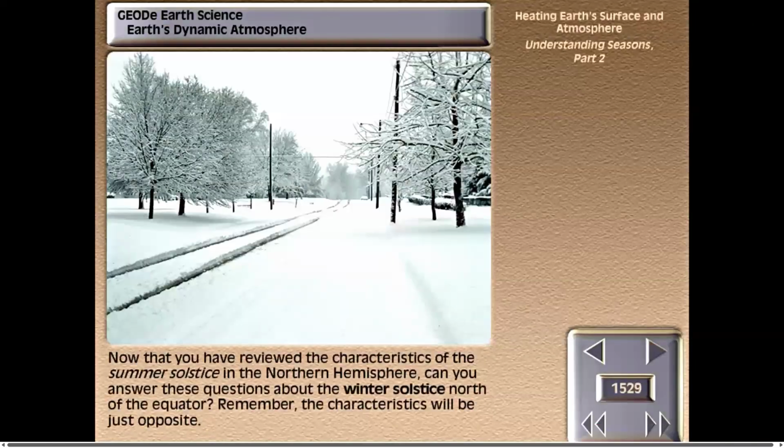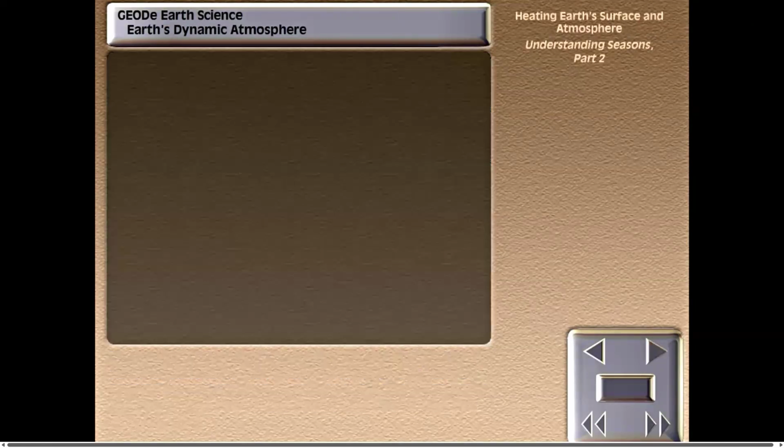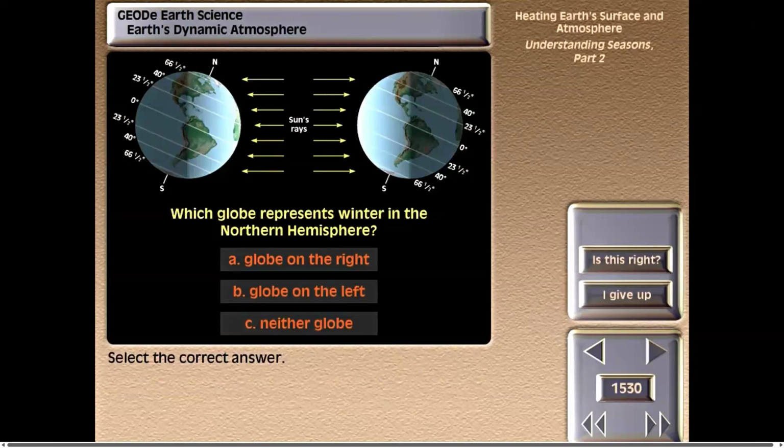Now that you have reviewed the characteristics of the summer solstice in the Northern Hemisphere, can you answer these questions about the winter solstice north of the equator? Remember, the characteristics will be just opposite. Select the correct answer. Which globe represents winter in the Northern Hemisphere?